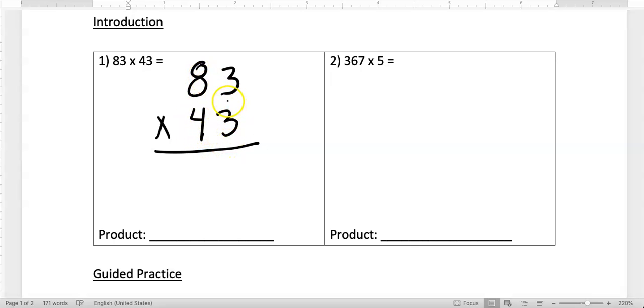So let's go ahead and start in the ones place. I'm going to start with this 3. 3 times 3 gives me 9. 3 times 8 is going to give me 24. I can go ahead and write that 24 out because there's no other digit for me to multiply by.